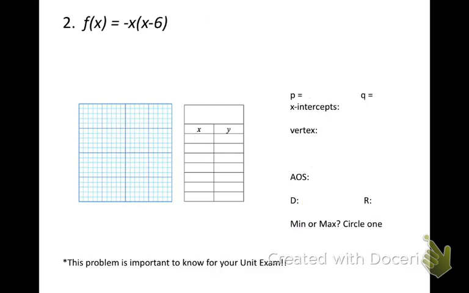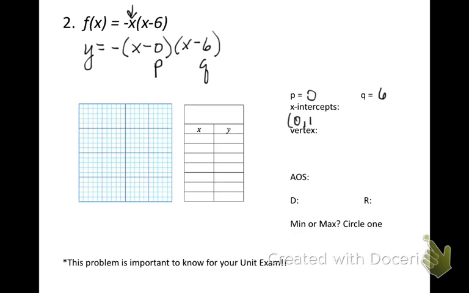Now I'm going to talk you through this problem because this is an important problem. Because this equation, even though it doesn't look like it is in intercept form, it actually is. So what we can do is insert parentheses around this x. So we'll leave the negative sign out front. So technically this is just (x minus 0) times (x minus 6). So now you can see it is in intercept form, and we have a really clear p value, which is 0, and a q value, which is 6. So our two x-intercepts are the points (0, 0) and (6, 0).